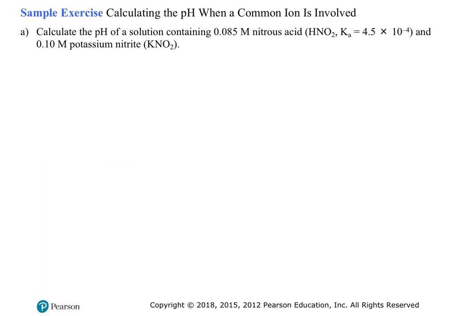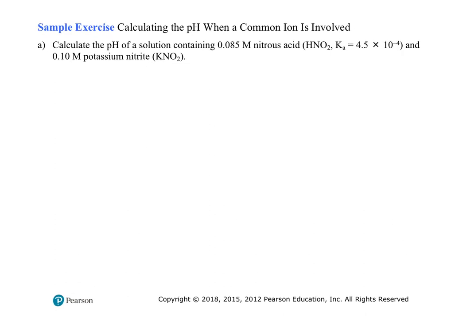Okay, so let's practice. Calculate the pH of a solution containing 0.085 molar nitrous acid and 0.1 molar potassium nitrite. So you should look at that group 1 and just cross it out. We don't care about that, but nitrite is part of my weak acid. So whatever your weak electrolyte is, or in this case weak acid or base, we're going to dissociate that. So I'll have nitrous acid in water to give me hydronium and nitrite.